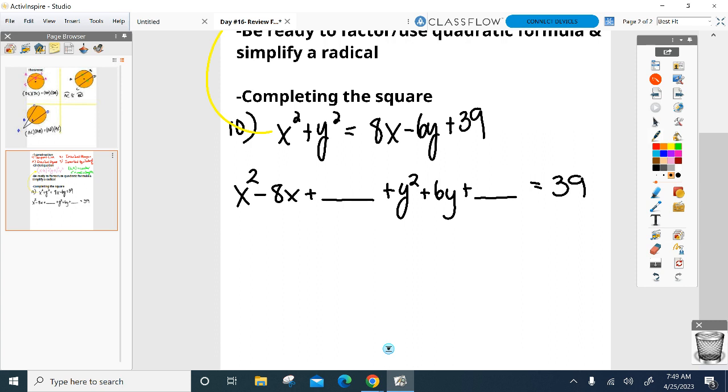So think in your mind, what do you get when you have negative 8, half of it? And now square that number: 16. And it's always positive. That new c value should always be positive. And then 6y, half it, square it: 9. Common mistake: think about me being unbalanced up here, right? Whatever you do to one side, I got to match it and balance it on the other side. So plus 16 and plus 9.